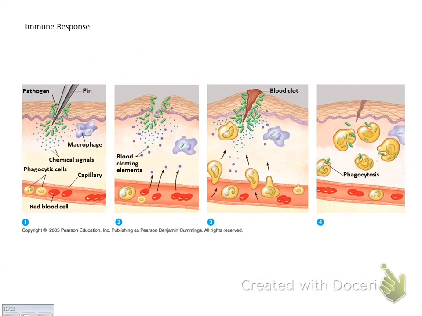Okay, so let's say you get cut right here with something that's covered in bacteria. Those little green dots that you see, those are bacteria. So you get cut. This is just how it all happens. Well, your blood is going to pool in that area. That's what causes swelling.